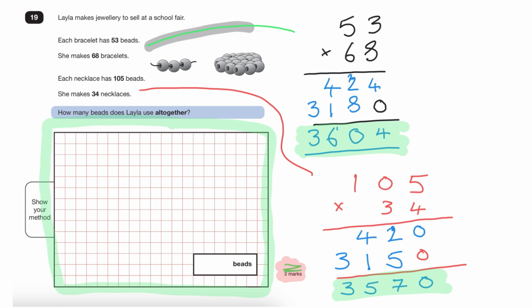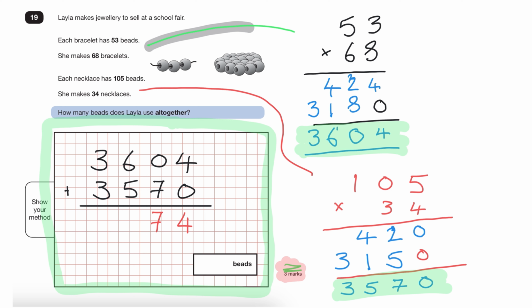I'm just going to do this quite large in the final space. So we've got 3,604. Add 3,570. Very, very simple. Just bring the ruler in. Okay. So at that point, it's just a case of adding them up together. 4 add 0 is 4. 0 add 7 is 7. 6 add 5 is 11. Carry the 1. 3 add 3 is 6. Add the 1 is 7.